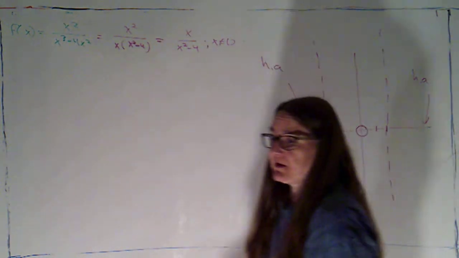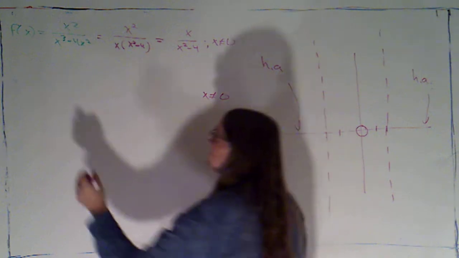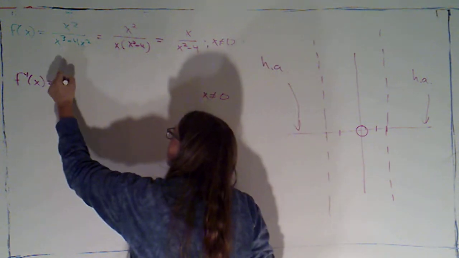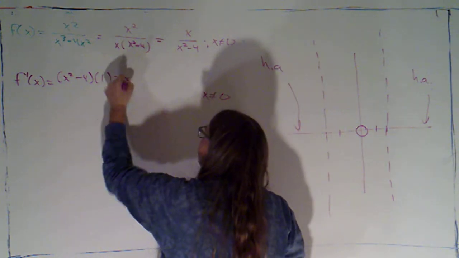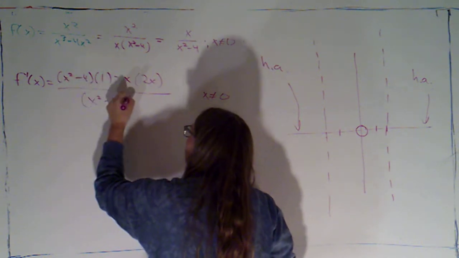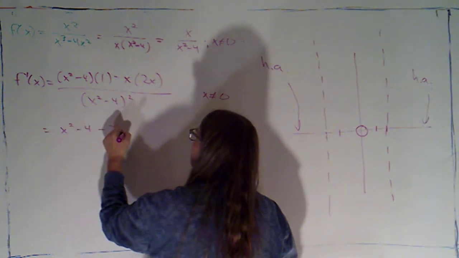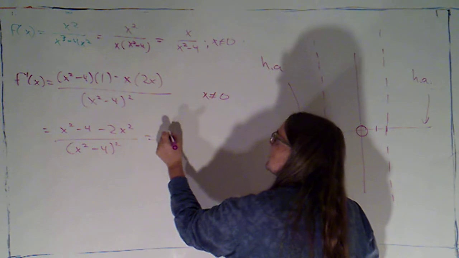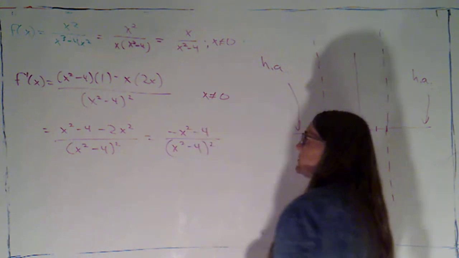Now I'm going to use this formula and just make a note that for the first derivative, that's also going to be undefined if x is equal to 0. But then I can say f prime of x, and I'm just going to use quotient rule. So I'll get low, x squared minus 4. D high, the derivative of the top is 1. Minus high is x. D low is 2x. All over, square the bottom, and away we go. So that's x squared minus 4 minus 2x squared all over x squared minus 4 squared. That's going to be negative x squared minus 4 over x squared minus 4 squared.